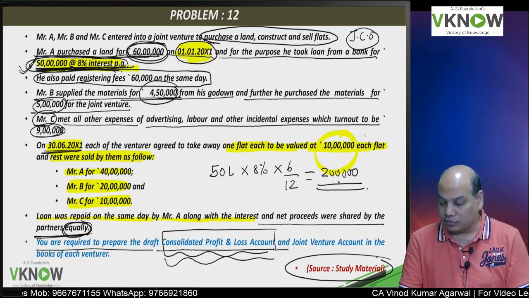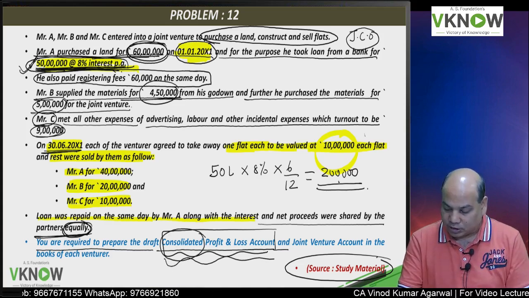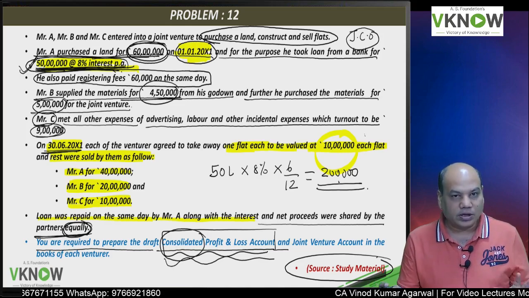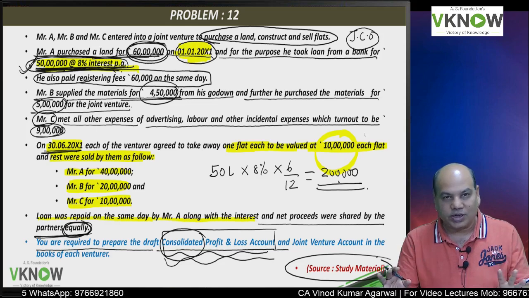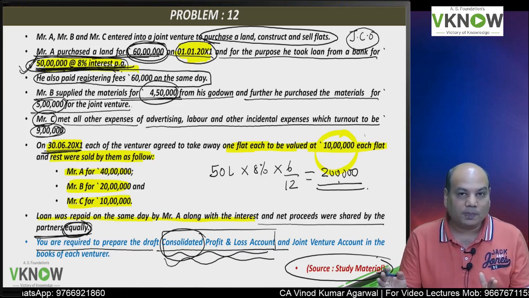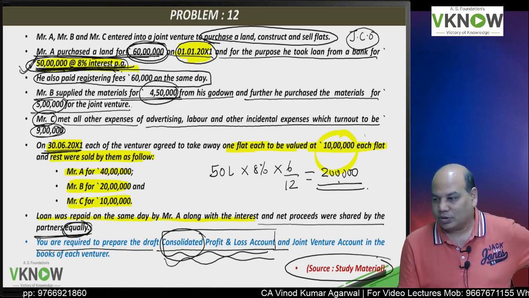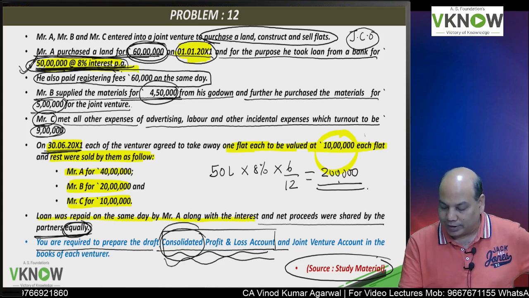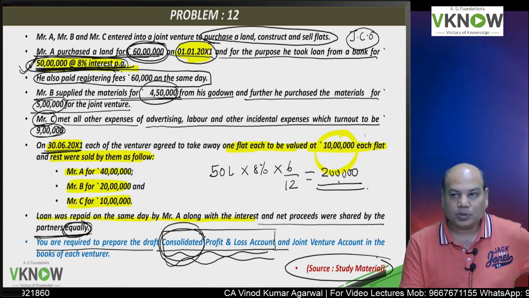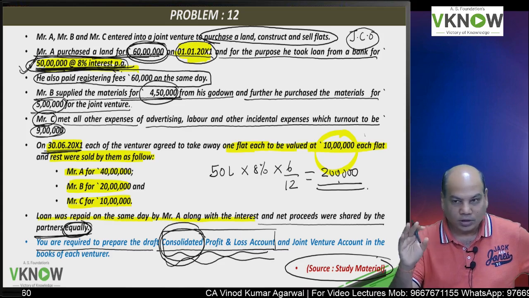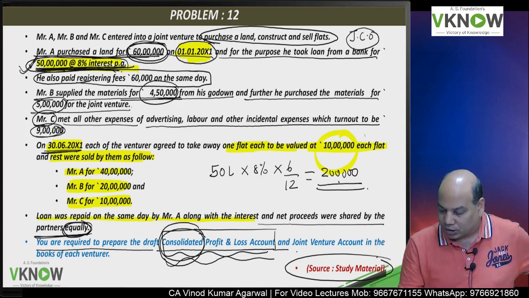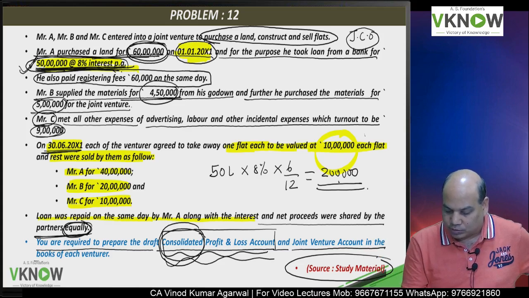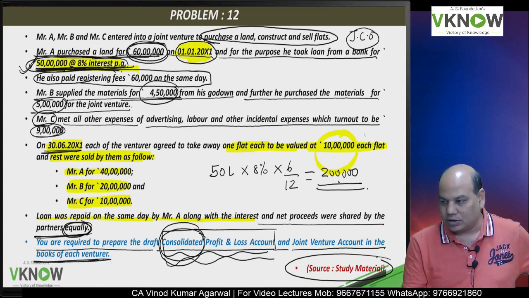Although they have used the word consolidated P&L account, it means that you have to make a rough statement of profit and loss. It is not a part of my ledger system because there is no new entity formed. So the partners will just sit down and see how much profit they made on this deal, and joint venture account in the books of each venturer.